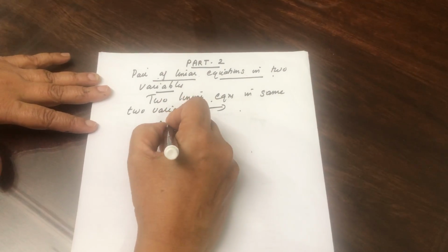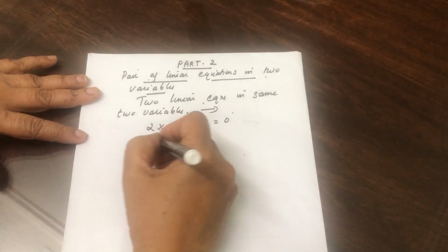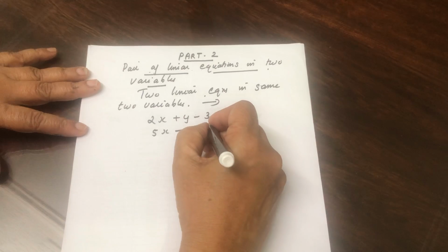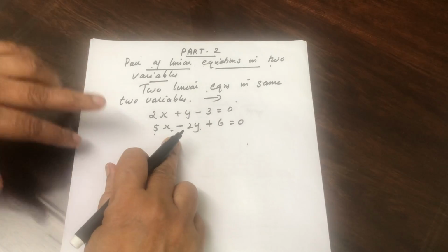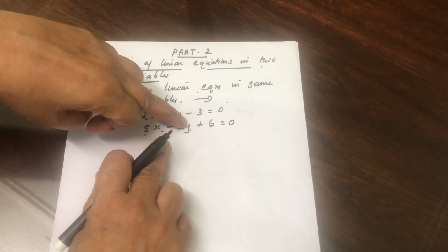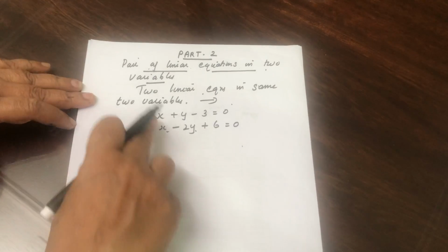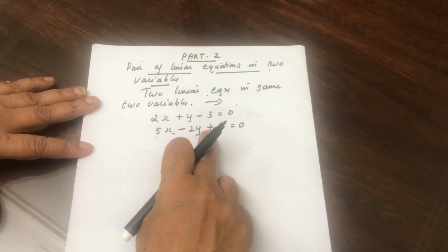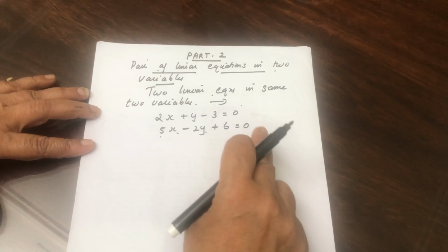Suppose you are taking 2x plus y minus 3 equal to 0. Another one you can write: 5x minus 2y plus 6 equal to 0. Here both the variables are the same, so you can call it a pair of linear equations in two variables. When you are taking two variables x and y, you don't take another two variables. So you should have the same variables. Two linear equations in the same two variables are called a pair of linear equations in two variables.